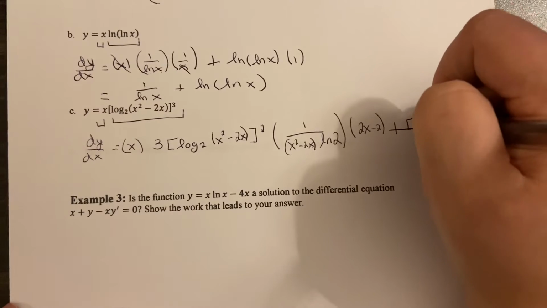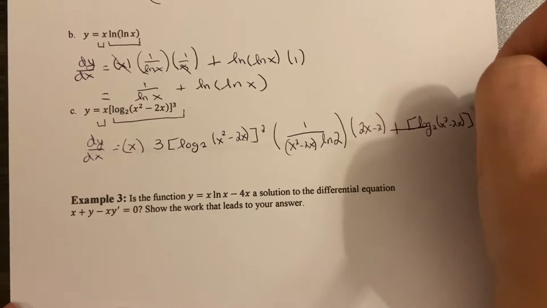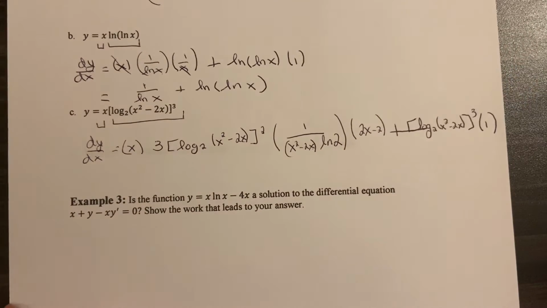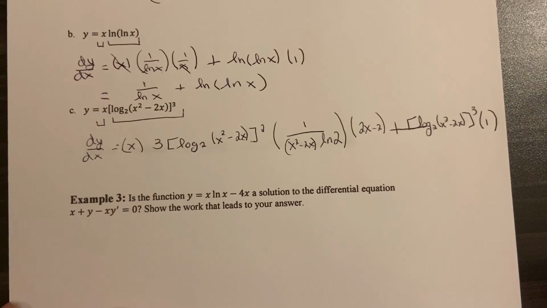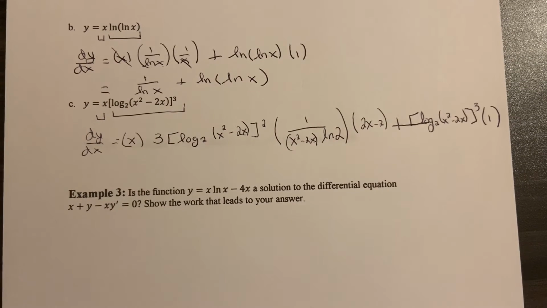So log base 2 of x squared minus 2x cubed. Derivative of x is just 1. Okay, and I'm not going to go any further than that. You guys kind of get the gist.